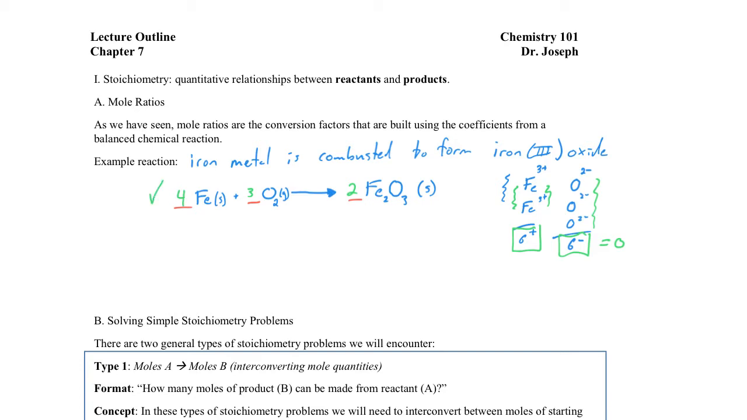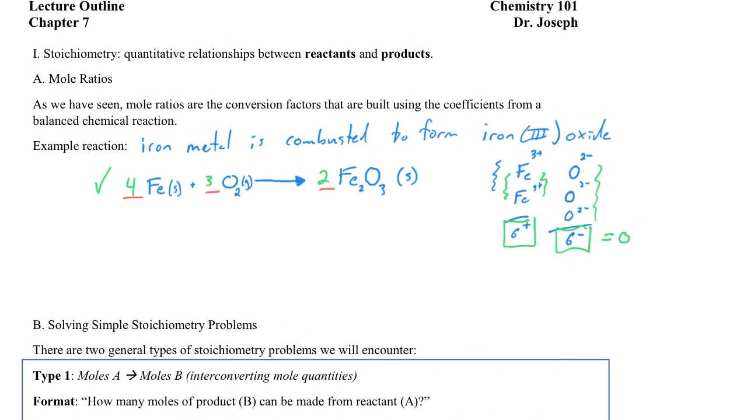And from this, we can construct a number of conversion factors between iron, oxygen, and iron oxide. For example, let's suppose we needed a conversion factor that would allow us to convert between iron and oxygen in this reaction.